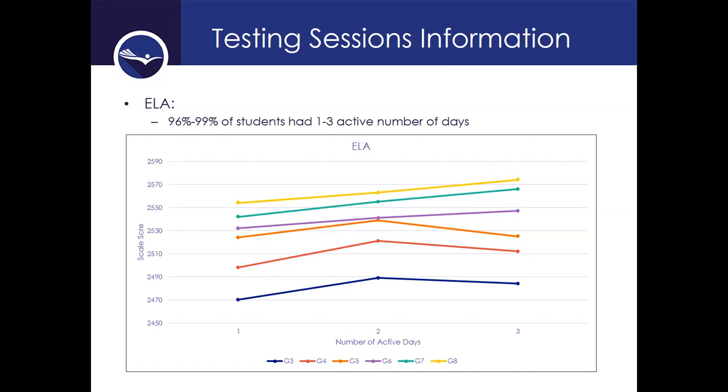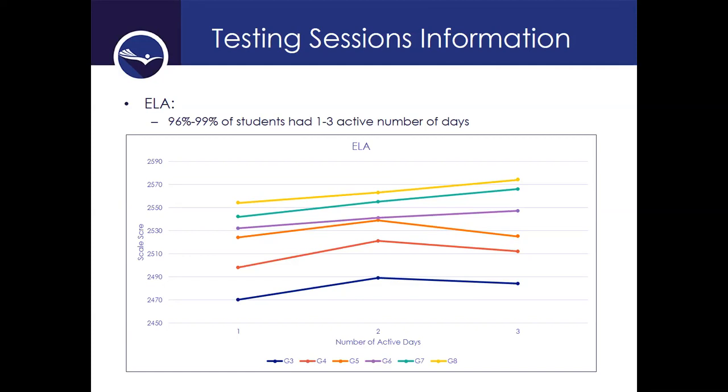So this is ELA. Scale score is up on the vertical axis, and across the bottom is the number of active days testing. As you can see, all grades went up from day 1 to day 2. So the average scale score, if a student had 2 days, is higher than if they had 1 day. And then you see some variations in the lower grades, in grades 3, 4, and 5. Students that had 3 days tended to go back down somewhat, right? So they might have still performed better with 3 days than 1 day, but they might not have performed as well as those students that had only 2 days.